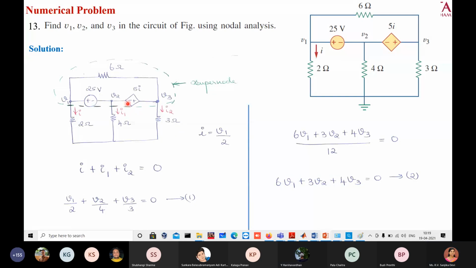Okay. And here it is a dependent current source, right? It is dependent on this current I. So what is I? I is flowing from V1 through 2. So we can write I is equal to V1 by 2. Okay. It is flowing from V1 to the ground potential. So we can write I is equal to V1 by 2. So now the supernode we will draw separately with all the nodal voltages for writing the KVL equation.